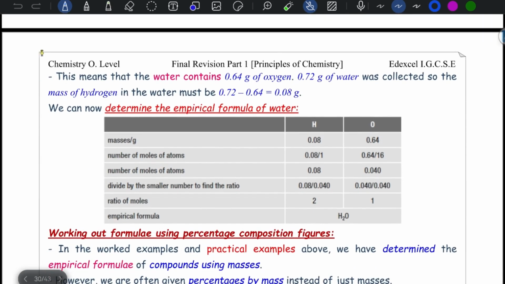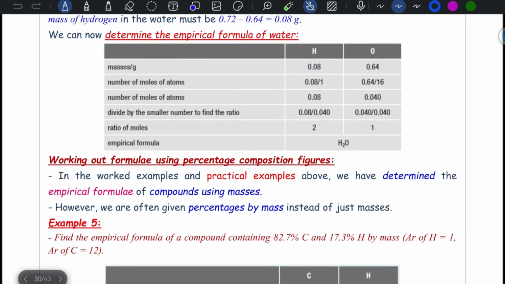This means water contains 0.64 gram of oxygen, and 0.72 gram of water was corrected, so the mass of hydrogen will be found from subtraction. To determine the empirical formula of water, we have hydrogen and oxygen, divide by Ar, then divide by the smallest, and you will find it is H2O.